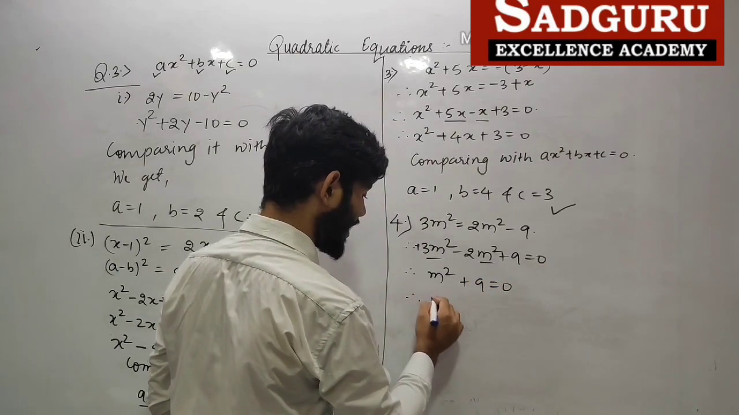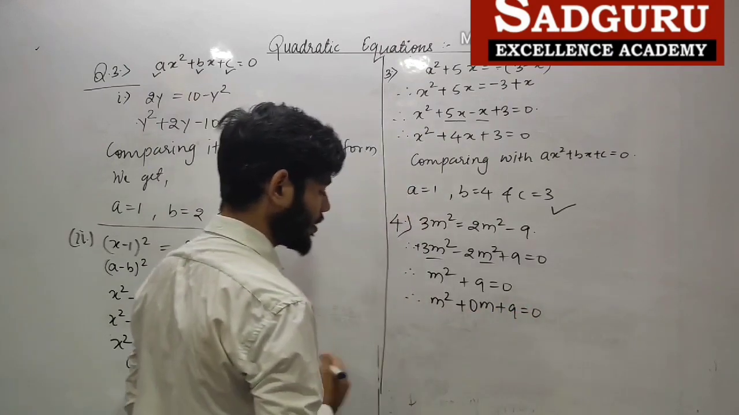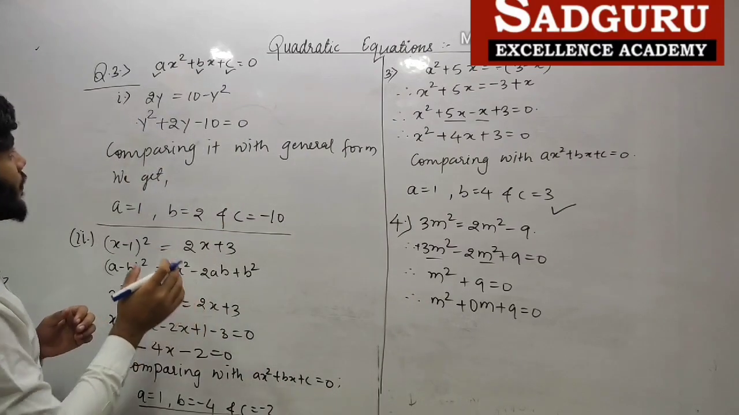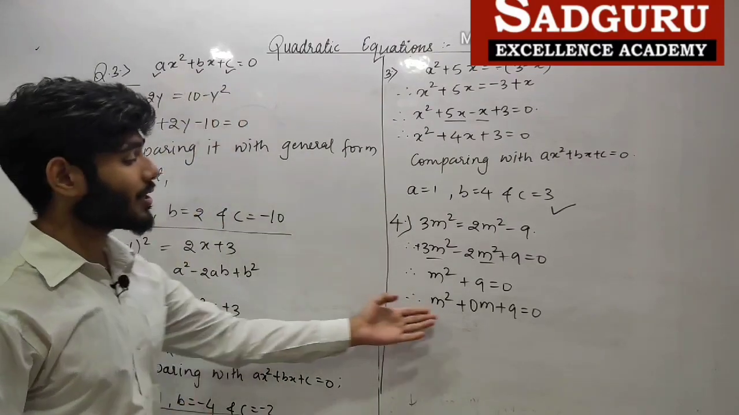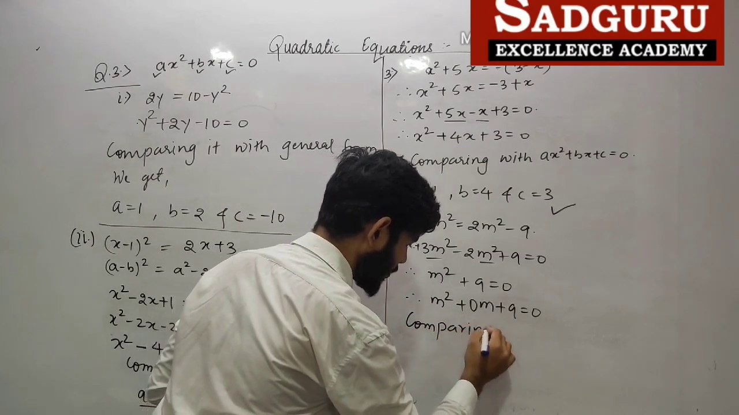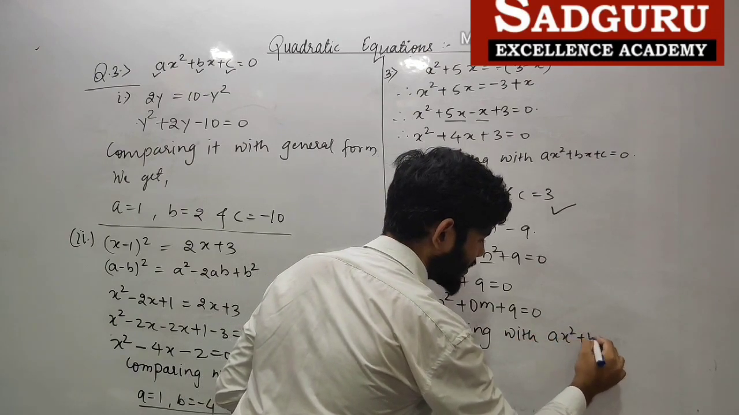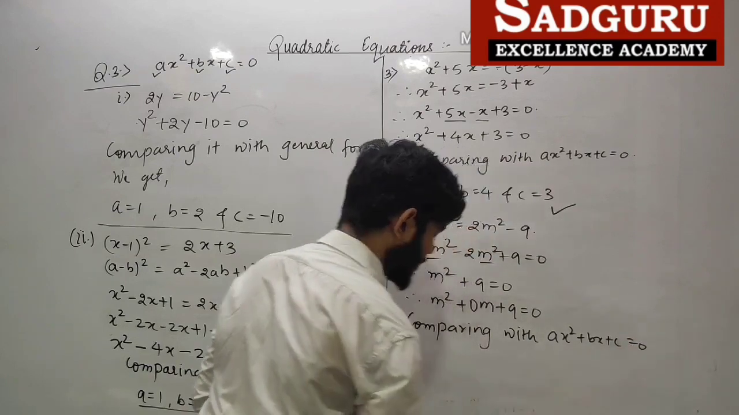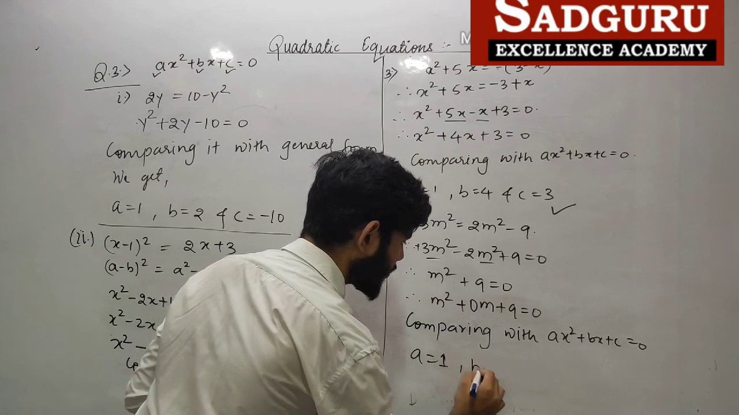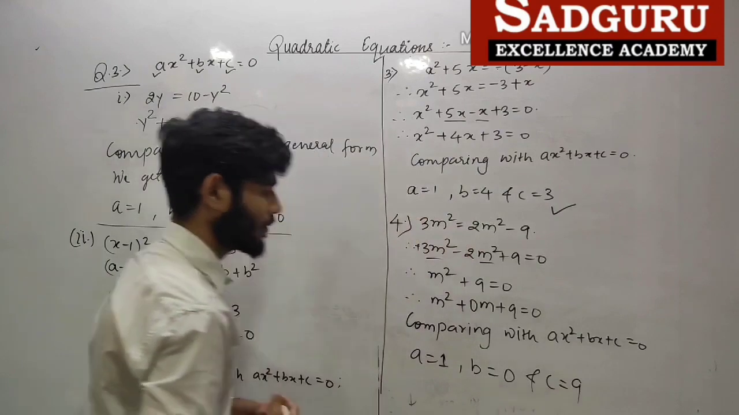So we can write this as m square plus 0m plus 9 equals 0. Okay, so now it looks like the general form, right? So comparing with ax square plus bx plus c equals 0 gives us the values a equals 1, b equals 0, and c equals 9.